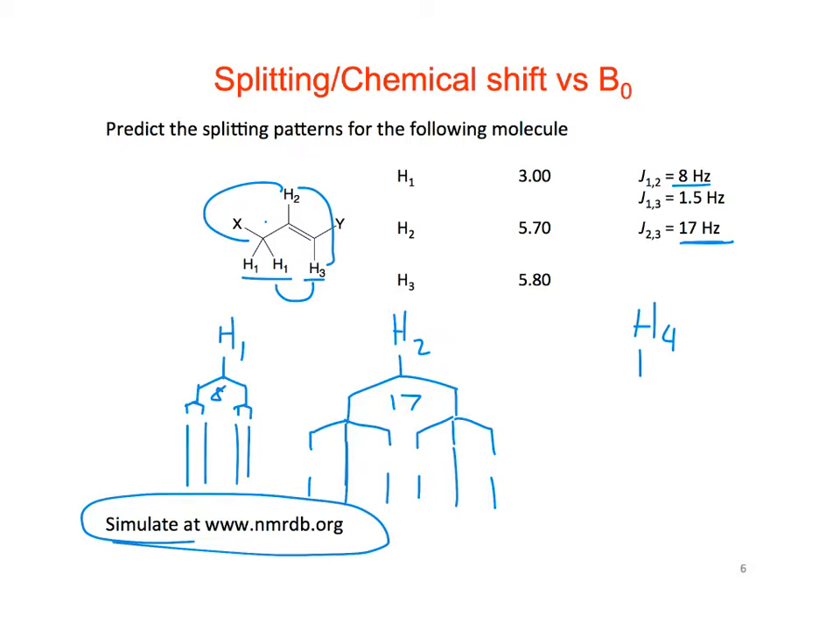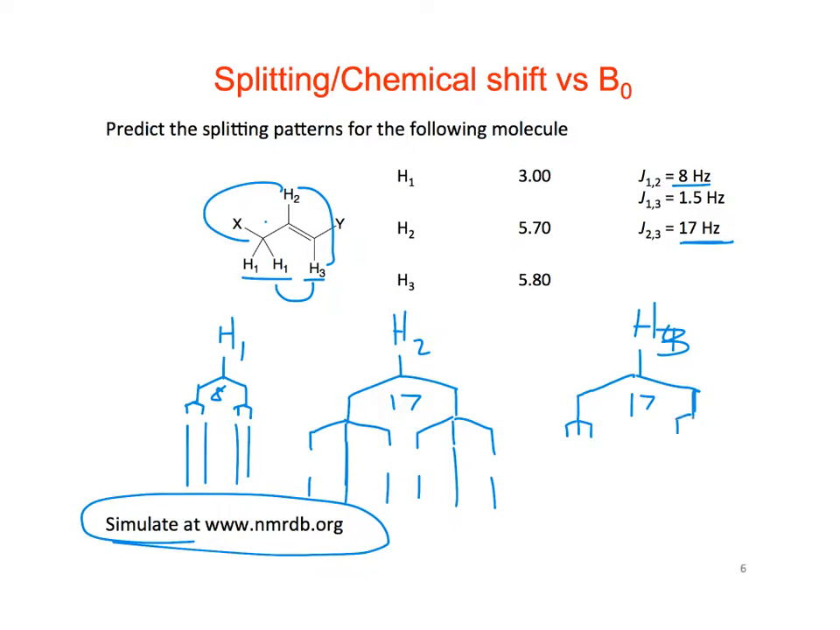Oh, H3. Trick question. Just a singlet. Oh, sorry, a doublet with a double effect, really. It's going to be a doublet of 17 hertz again. And is that all? And tiny triplets, 1.5. Oh, because that's H3. Right, because it has the allylic coupling to it too.